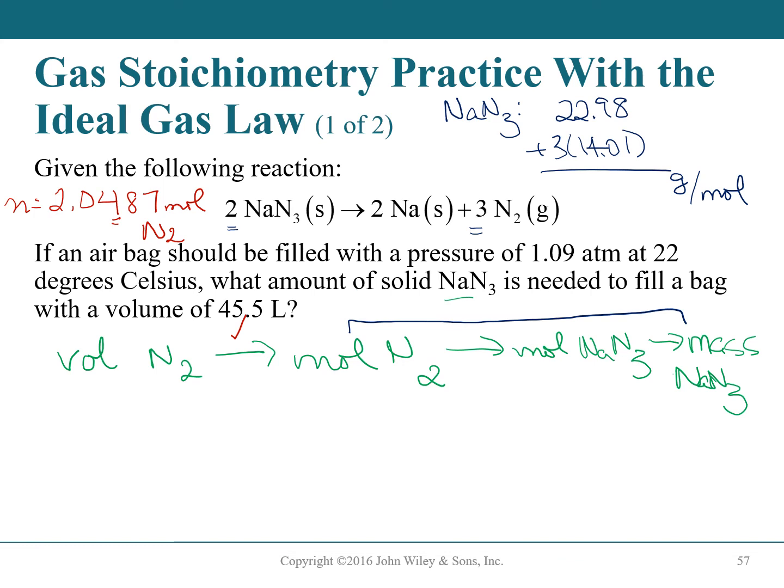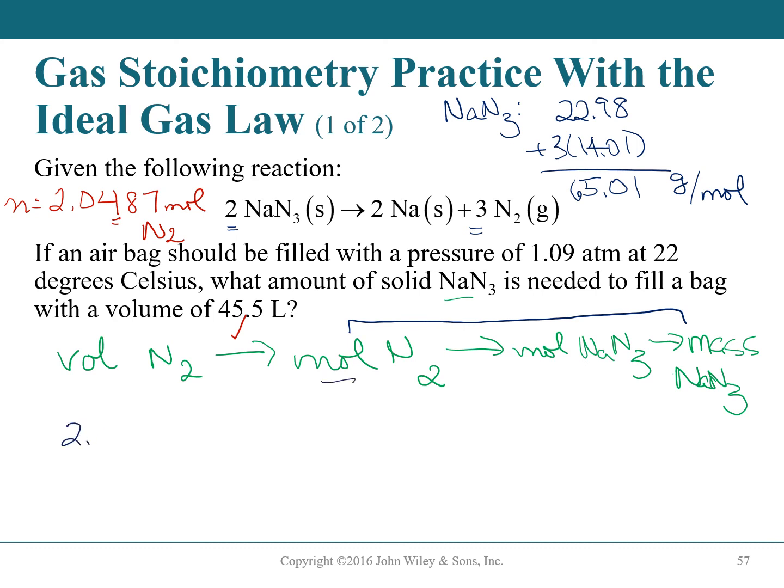3 times 14.01, because I have 3 nitrogens. And I get something like 65.01 grams per mole. So now we can go ahead and finish our steps. So instead of starting here with the volume, I did this part separately with my gas. I'm going to start here now.